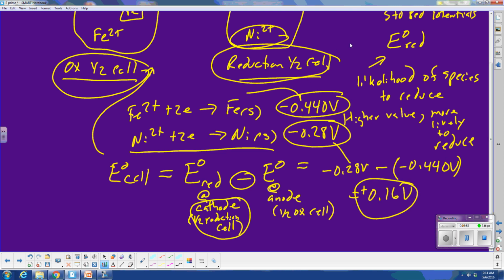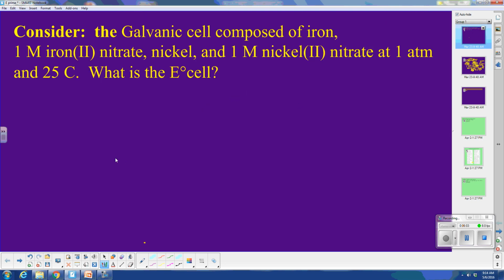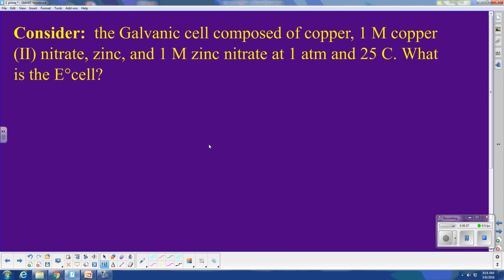All right. That looks simple enough. So let us see if I answered the question. Yeah, I think I did. All right, you guys go to this one. Consider the galvanic cell composed of copper and zinc. You guys tell me what the standard cell potential is. Bring me back when you are ready.